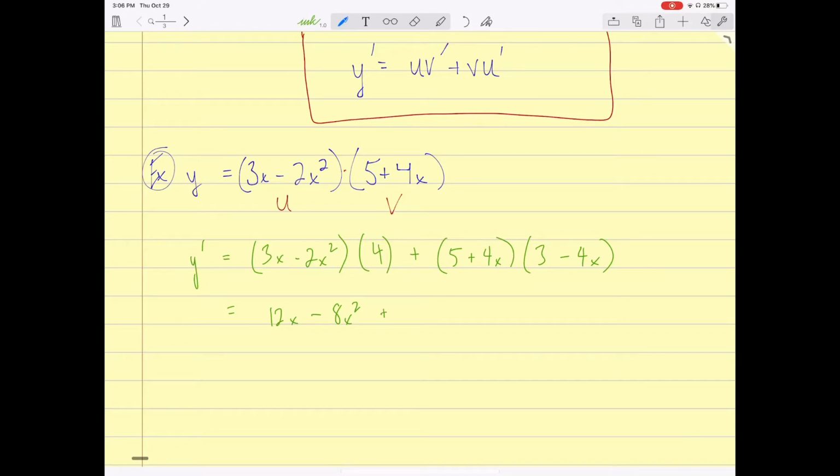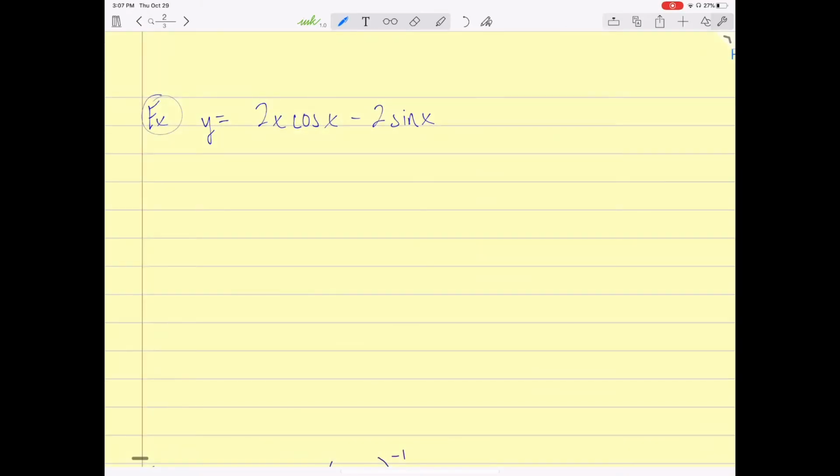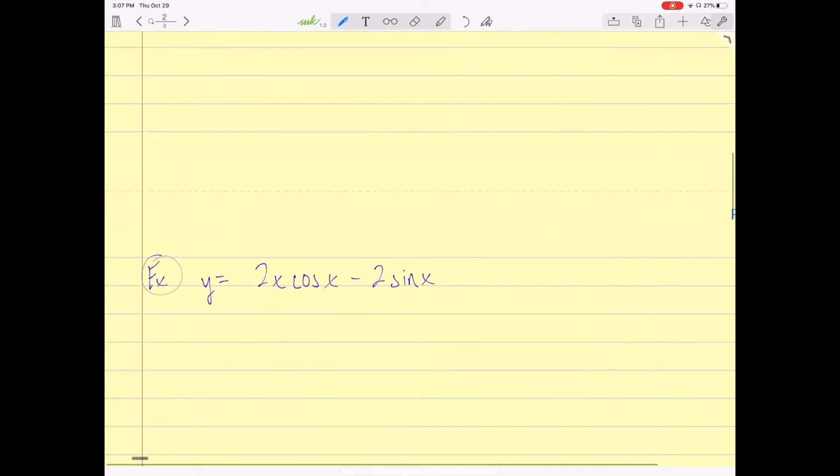So this would be 15 minus 20x plus 12x minus 16x squared. This whole thing would be negative 24x squared, then 24 minus 20 is plus 4x, plus 15. And that is y prime.